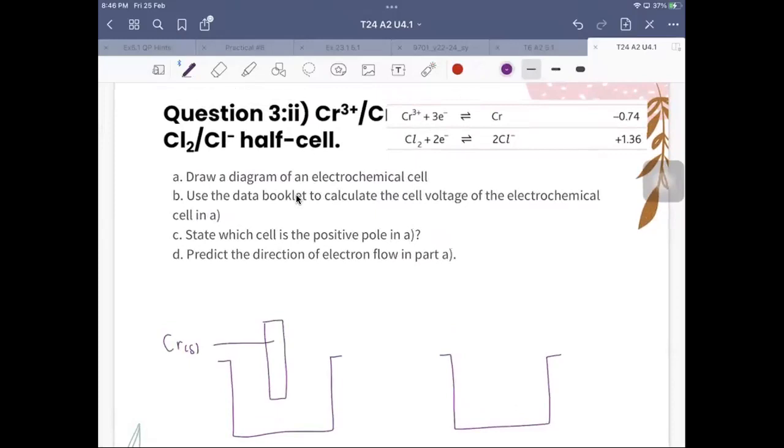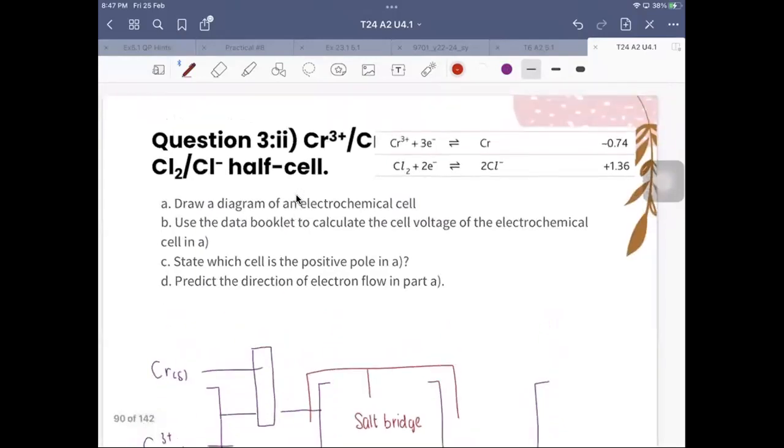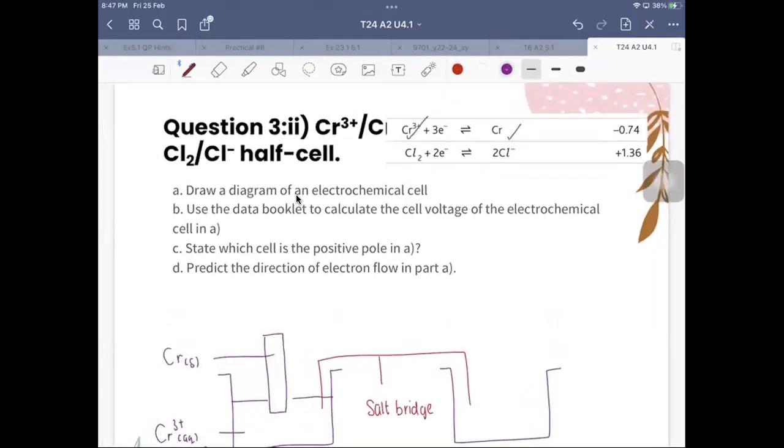Chromium 3 plus would be in ion form. So that means we have a Cr3 plus because it is in a standard condition. We need the chromium 3 plus to have a concentration of 1 mole per dm cube. Don't forget, you will always have that salt bridge, or if you want to leave this to the very last is also fine. Okay, so I've got chromium solid and I've got chromium 3 plus done.